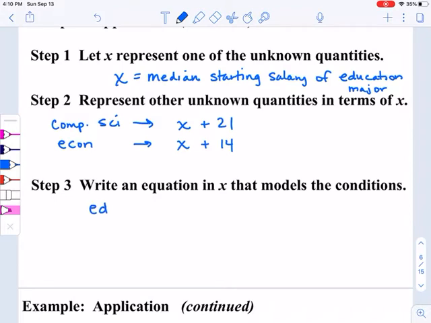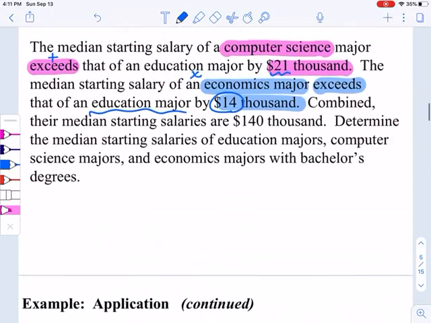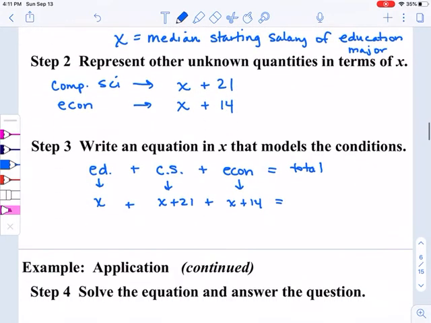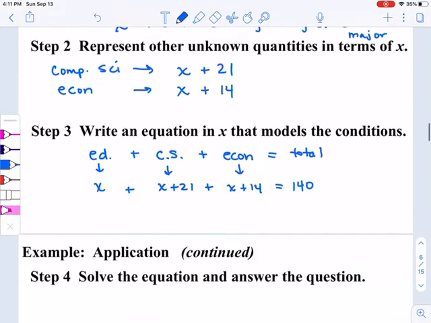Well, we have however much our education majors make, added with our computer science majors, added with our econ majors, is going to equal that total amount that they told us. So our education major is x. Our computer science is x plus 21. And our economics is x plus 14. And what was the total that they gave us? We have combined all together $140,000. And we have a nice equation we can go ahead and start solving.